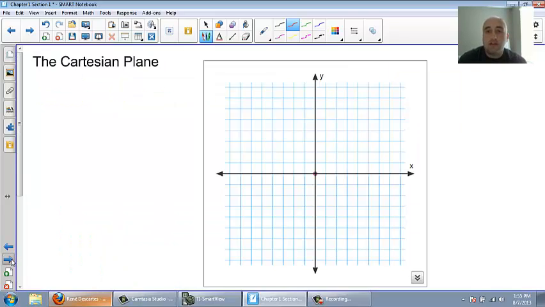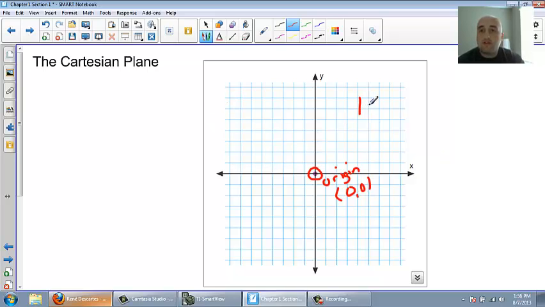Here's a Cartesian plane, and a couple things we should talk about is this point right here. I think most of you should know what that is. It's called the origin. Hopefully you can read my handwriting. It will get a little better as we do more with this. The ordered pair for the origin is 0, 0. So the x value is 0 and the y value is 0 as well.